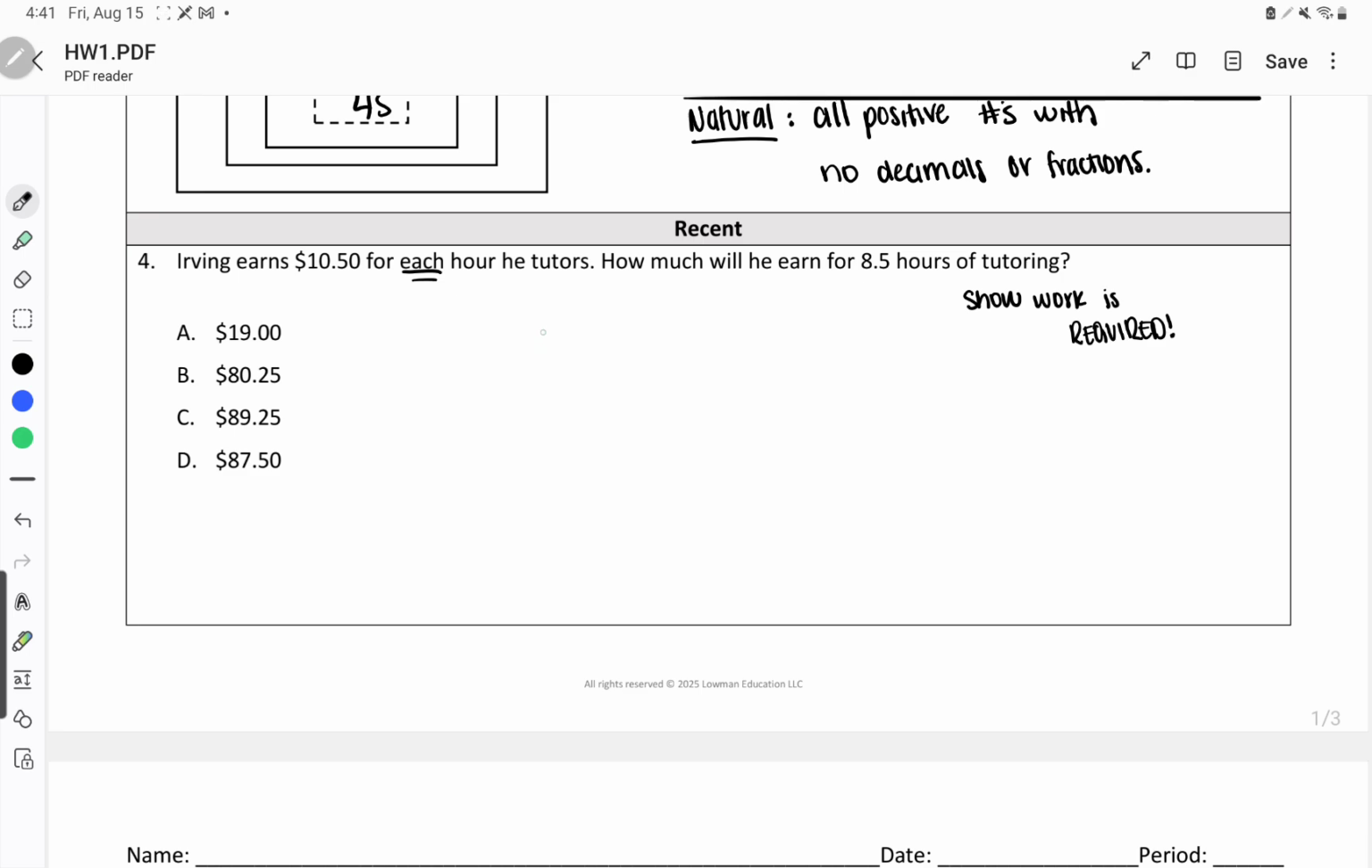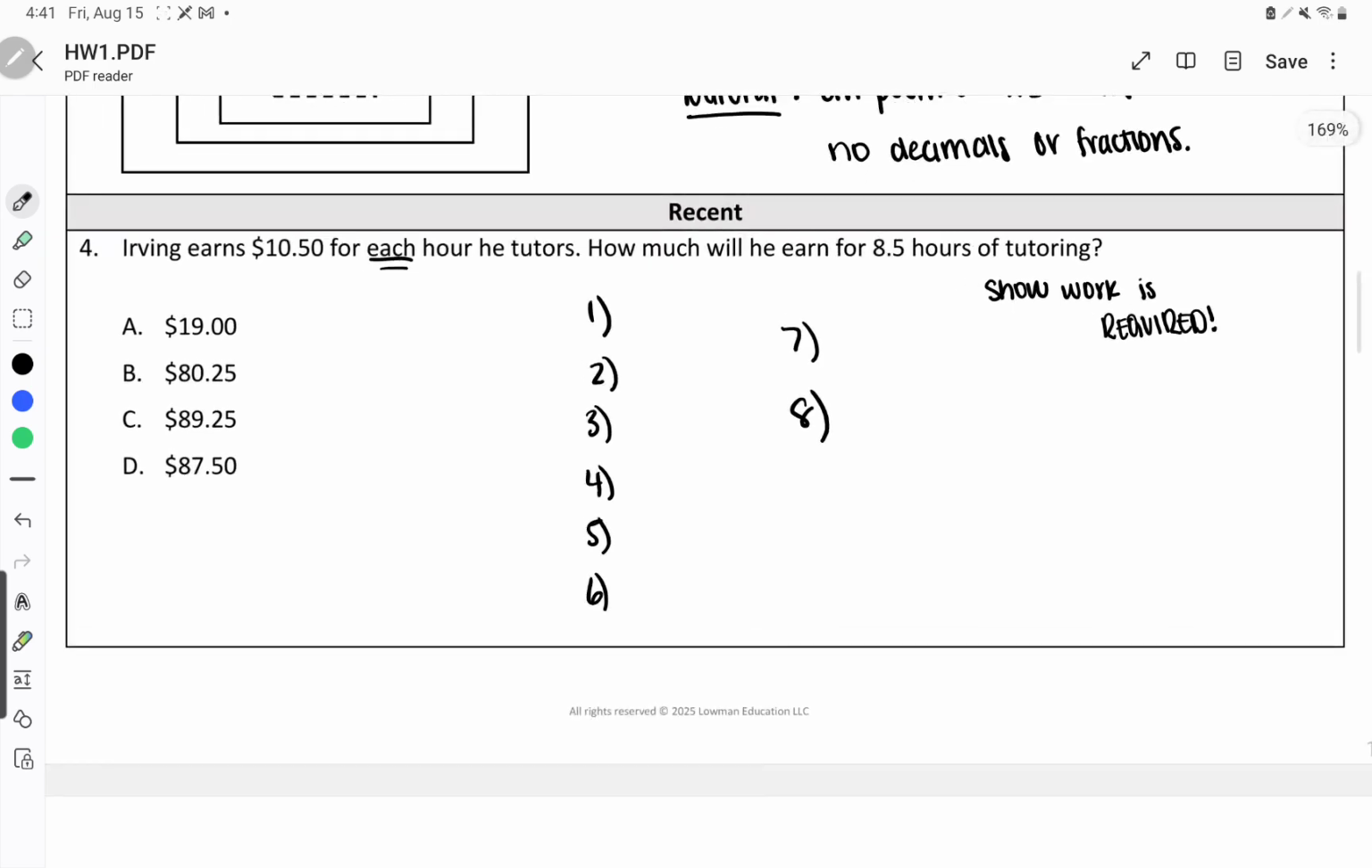So let's say, I'm going to draw a picture here. We have hour 1, hour 2, hour 3, hour 4, hour 5, hour 6, hour 7, hour 8. And I'll talk about the half hour in just a second, but we know that he's tutoring for 8 hours. Well, every single hour he's earning $10.50.